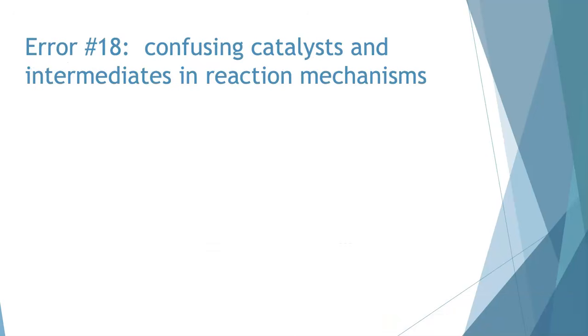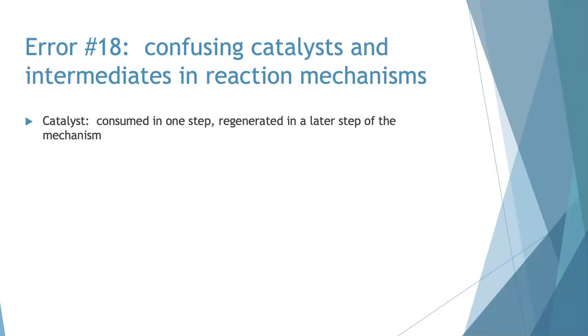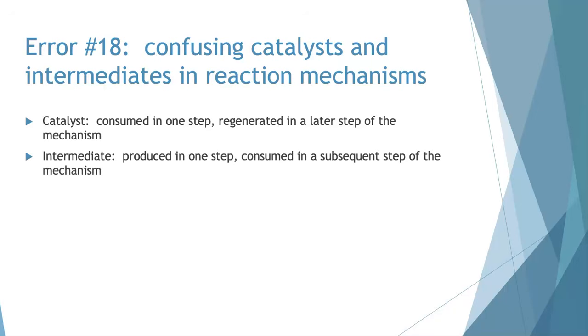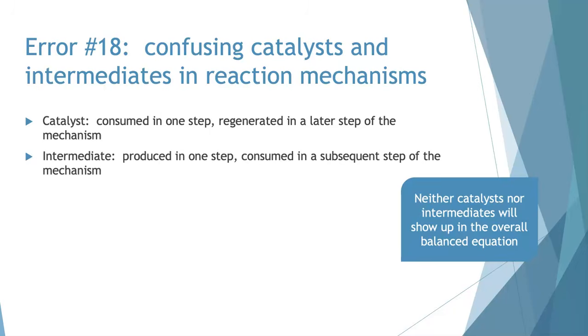Another error that we see a lot, students will confuse catalysts and intermediates when they're discussing reaction mechanisms. Just as a quick refresher, a catalyst, in terms of a mechanism, is consumed in one step and regenerated in a later step, whereas an intermediate is produced in one step and then consumed in a later step. Neither of them are going to show up in the overall balanced equation. But you need to know what the sequence is.